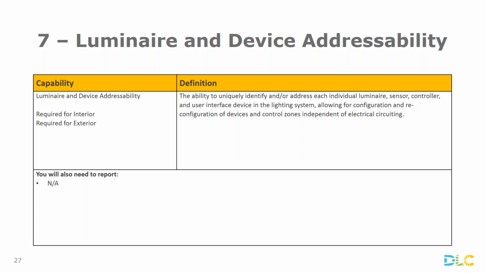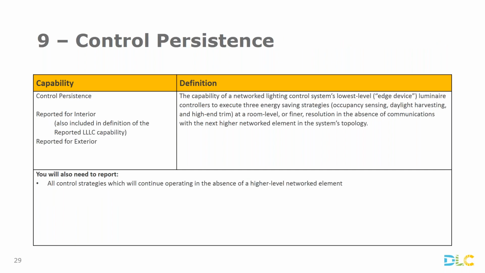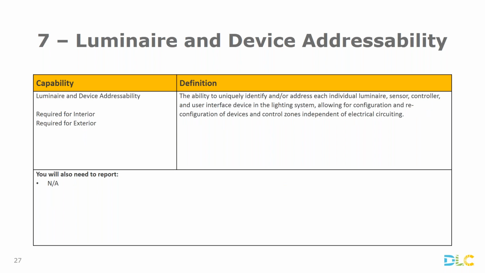Okay, next one, I think I've got two more, and then I'll hand things off to Damon. So, luminaire and device addressability. This, in some respects, goes along with the zoning that we just described. It's the ability to uniquely identify and address each individual luminaire, sensor, controller, and user interface device, allowing you to configure and reconfigure those devices and control zones independent of electrical circuiting. So it goes hand in hand with the zoning.